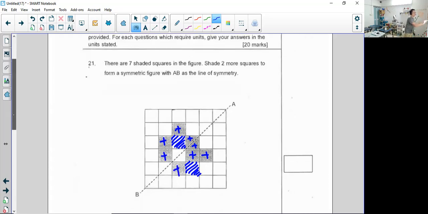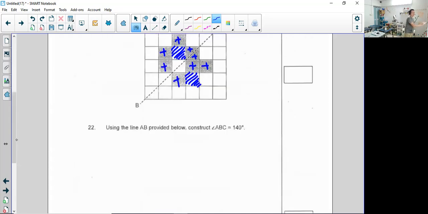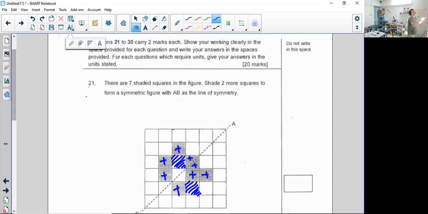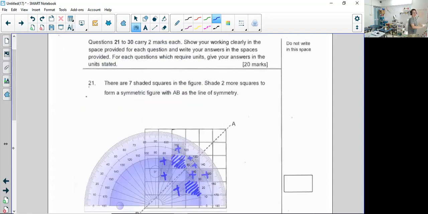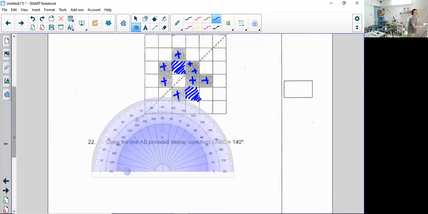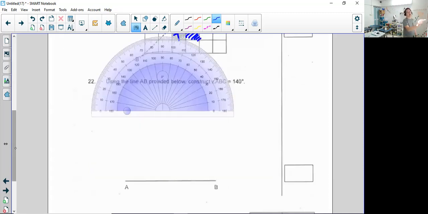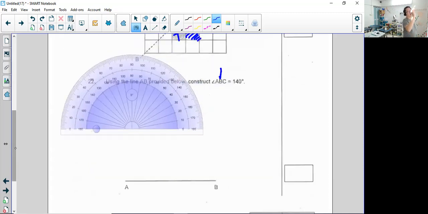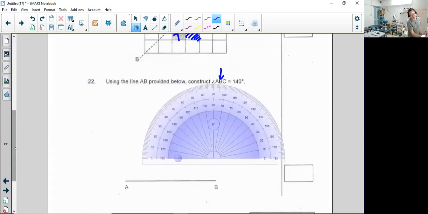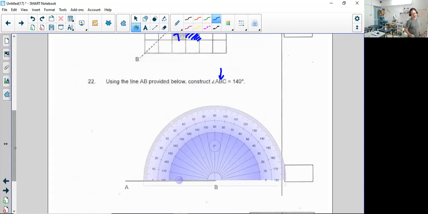Okay, question 22. Use the line AB provided and construct the angle ABC. So you will need to have a protractor. This is a P4 question, right? So where do you put your protractor? You have to put the center of the protractor at point B, because that's where the angle is, like this, okay?